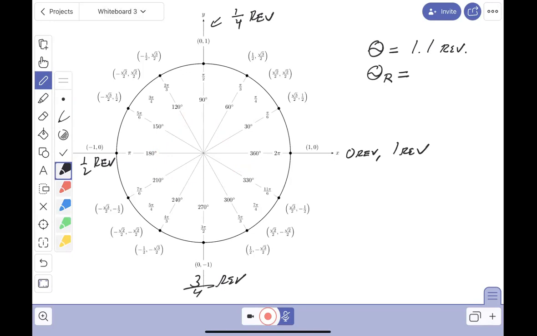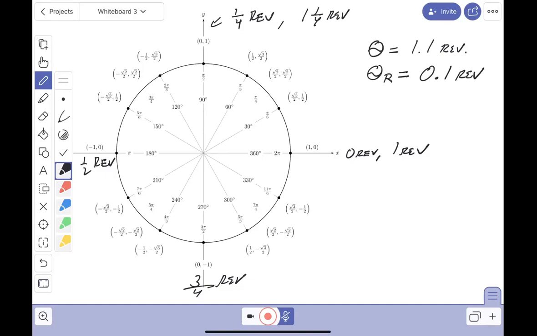Now, if I look to a 1/4 rev, I could also say it's 1 1/4 revs. Coterminal. So where's 1.1? It's in the first quadrant, right? So you run around once, and then you had to go 0.1 more. So the reference is going to be 0.1 revs.